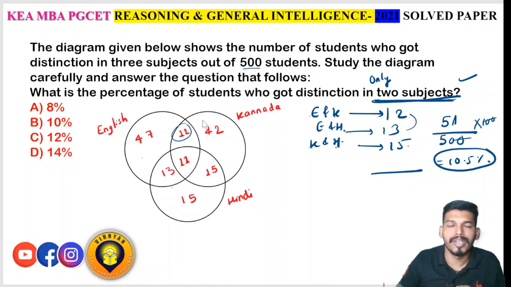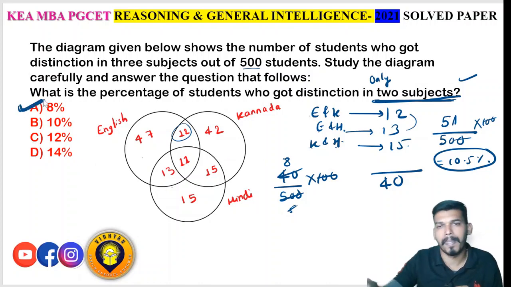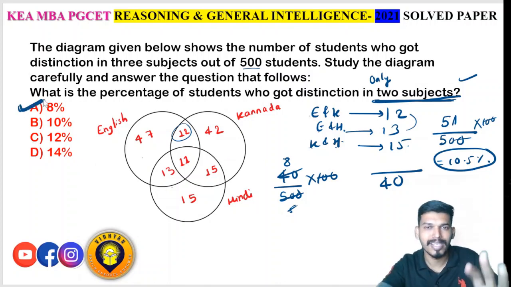12 plus 13 is 25, 25 plus 15 is 40. So now this 40 is what percentage of 500? 40 by 500 into 100, which is 5 8s are 40. That means 8% will be the answer. Okay, so according to the examiner, you have to solve it like this. So here you will get 8% as the right answer.